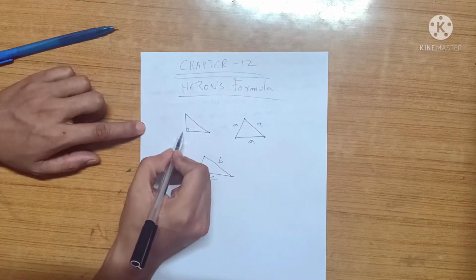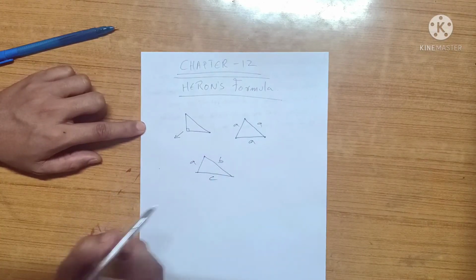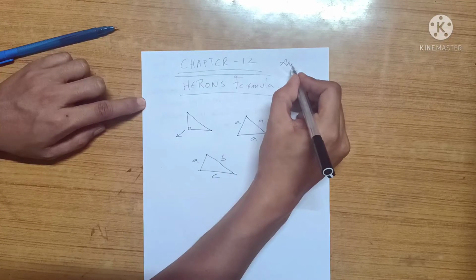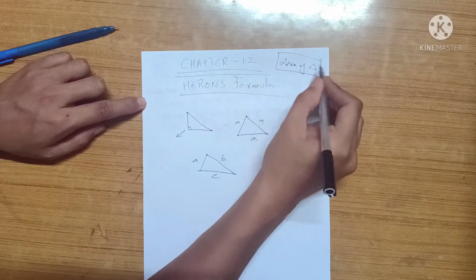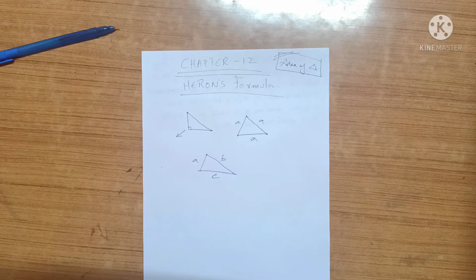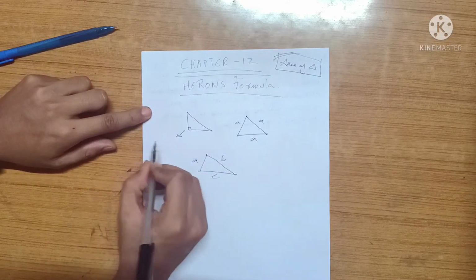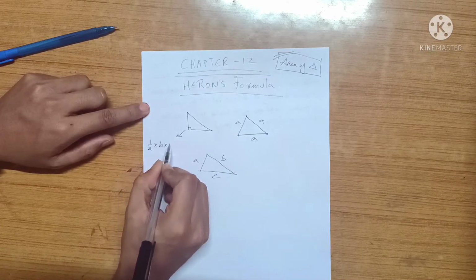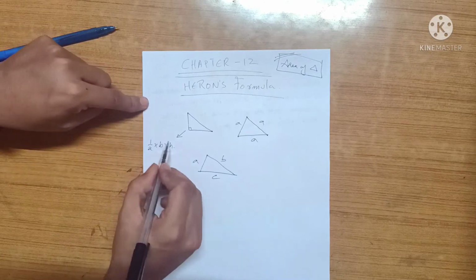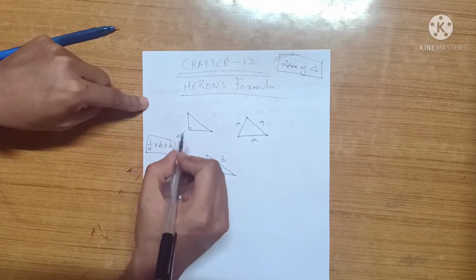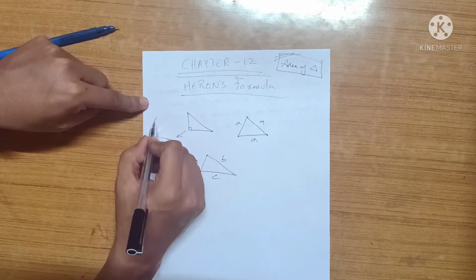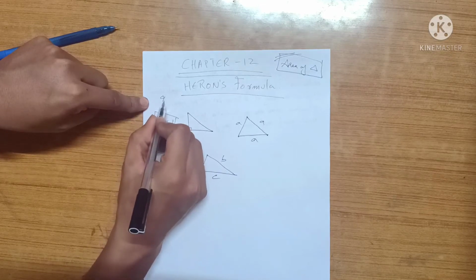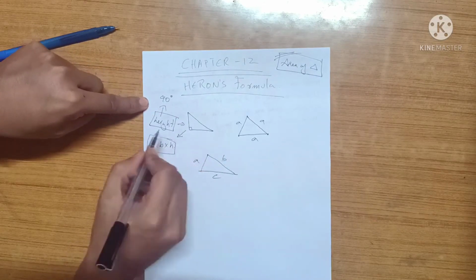So for a right angle triangle, you're always going to use half into base into height to find the area. Heron's formula, this chapter, is about finding the area of a triangle. This formula, half into base into height, is applicable only when there is a height. And I've already told you height means 90 degrees. So if it's a right angle triangle, we can use this formula.